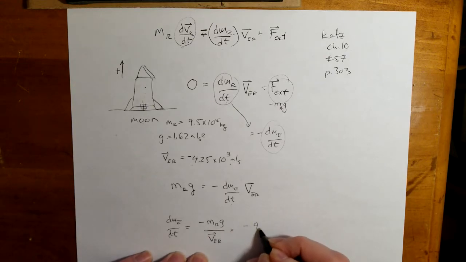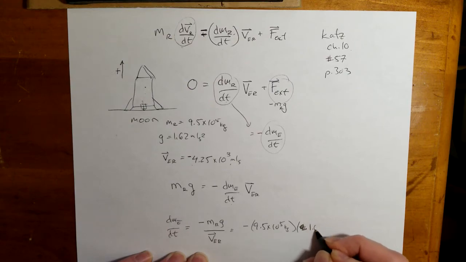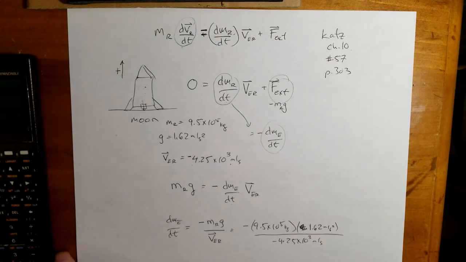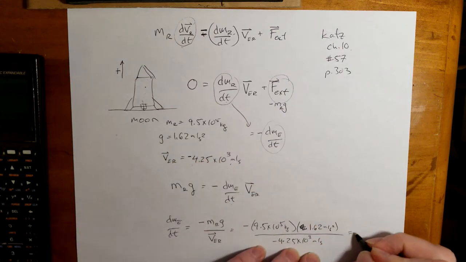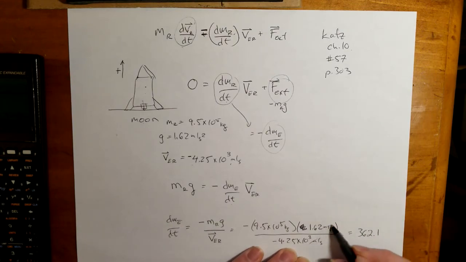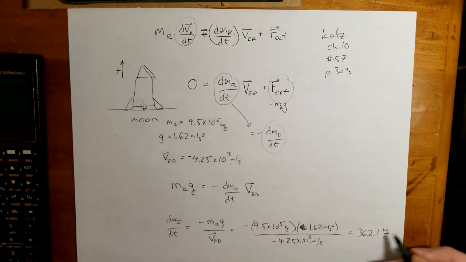And so we're left with negative 9.5 times 10 to the 5th kilograms times 1.62 meters per second squared divided by negative 4.25 times 10 to the 3rd meters per second. So we will end up with a positive number because the mass of the exhaust is increasing because you're shooting more mass out. And we end up with 362.1. And the units would be, well, meters cancels out, one of the seconds cancels out, and I'm left with kilograms per second, which is what I would expect. So as long as it's shooting out 362.1 kilograms per second, we're good.